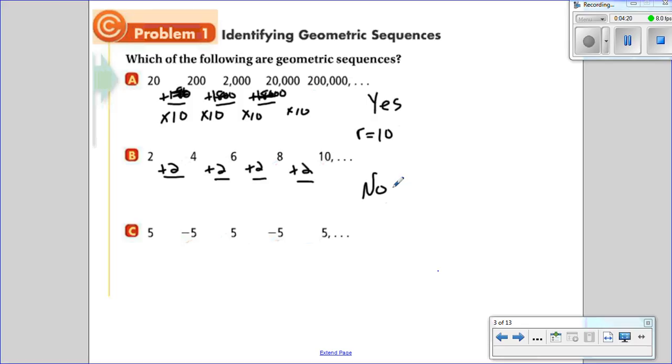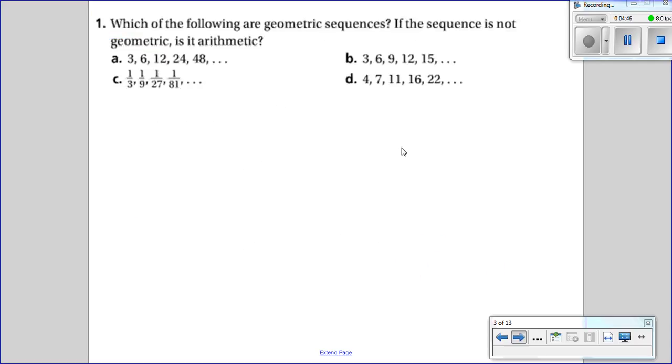And so therefore, that is not a geometric sequence. Here, is there anything you can multiply or divide by to go from 5 to negative 5? You can multiply by negative 1. To go back from negative 5 to 5, you could multiply by negative 1 again. And again, multiply by negative 1 and multiply by negative 1. And so our ratio, our common ratio, is negative 1. And therefore, yes, it is a geometric sequence.